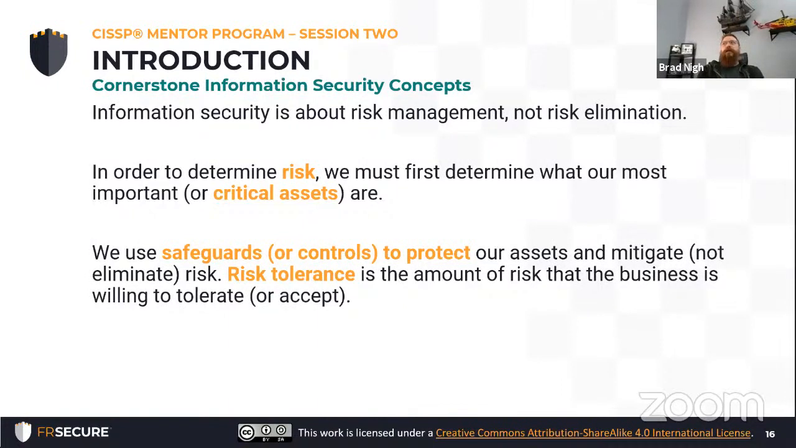So, if you think about it from an FRSecure perspective, we don't have a generator because everything is in the cloud at our office. That's a risk that we could lose power and not have power at the office. We've accepted that risk because the likelihood, or I'm sorry, the impact of that happening is very, very low.